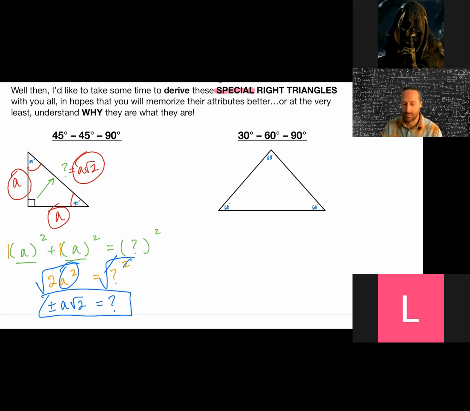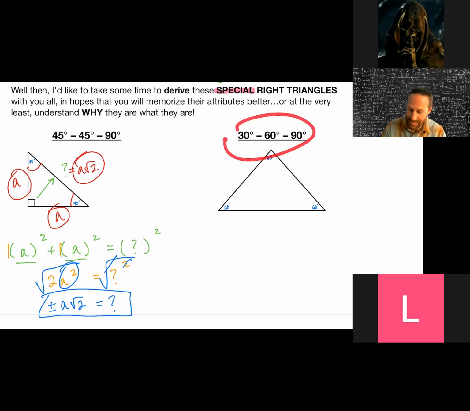Do you guys remember that at all? In a 45, 45, 90, as long as you know any one of your sides and you can solve for that A, then you know the values. If A is 1, then this is a side length of 1, 1, and 1 root 2. If they're all a length of 5, this would be 5, 5, and this would be 5 root 2. It's very simple. That's what makes these special. You only need to know one side length and you can know all 3 based off of that.